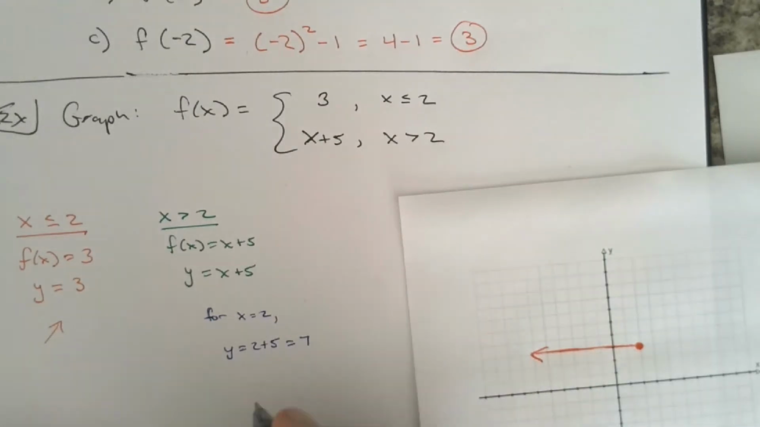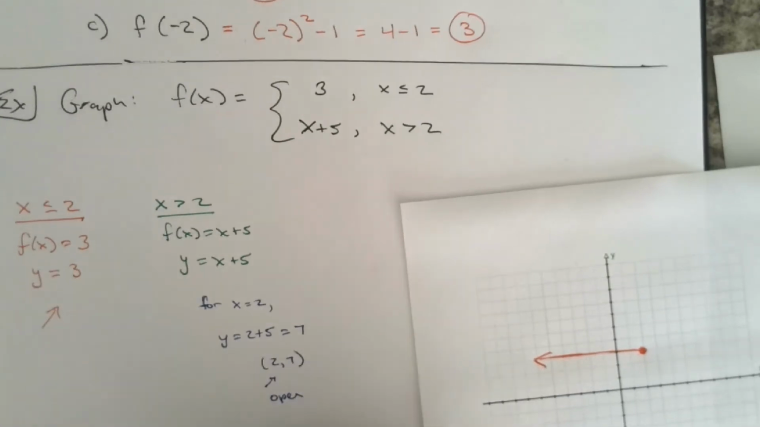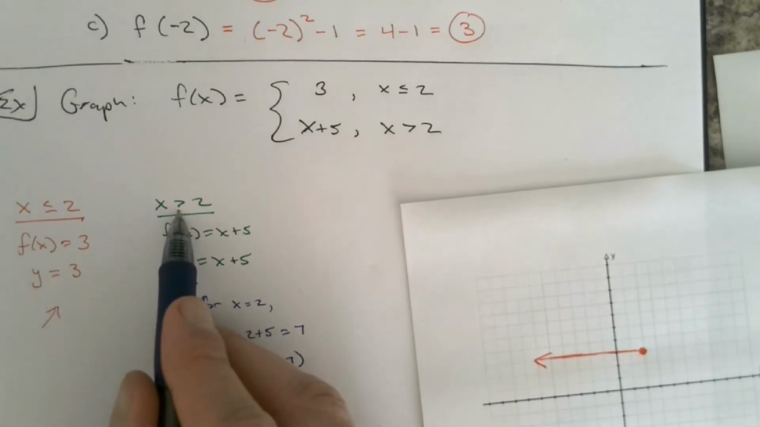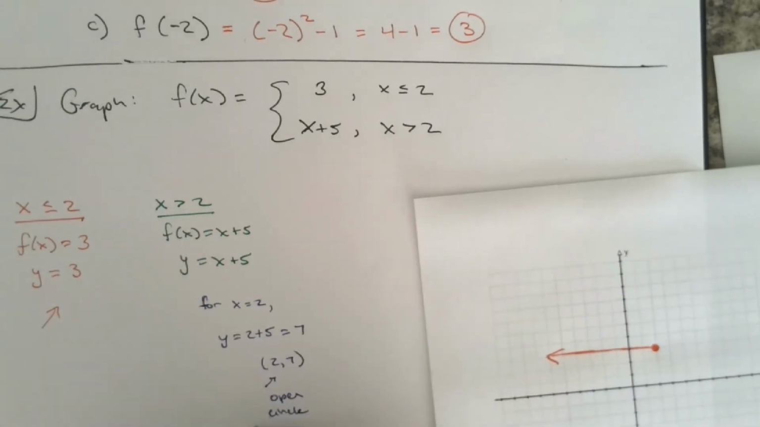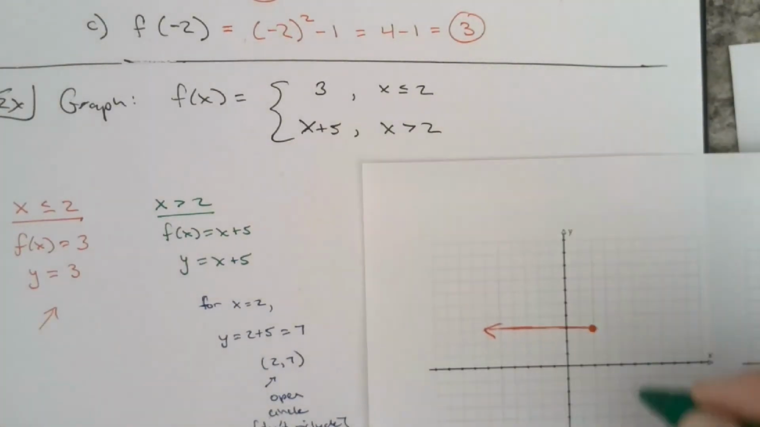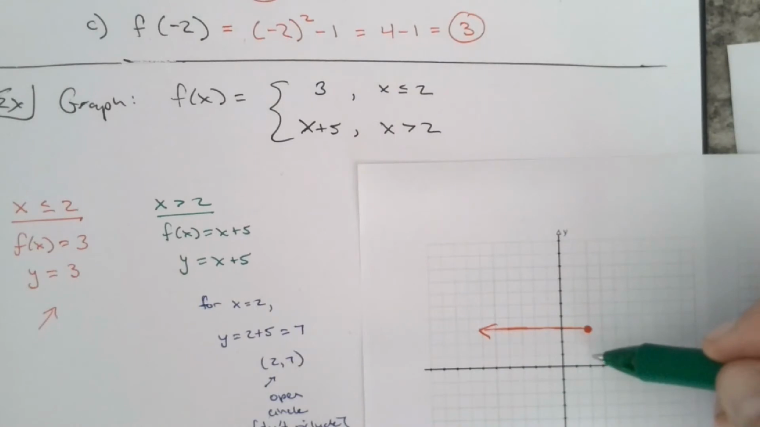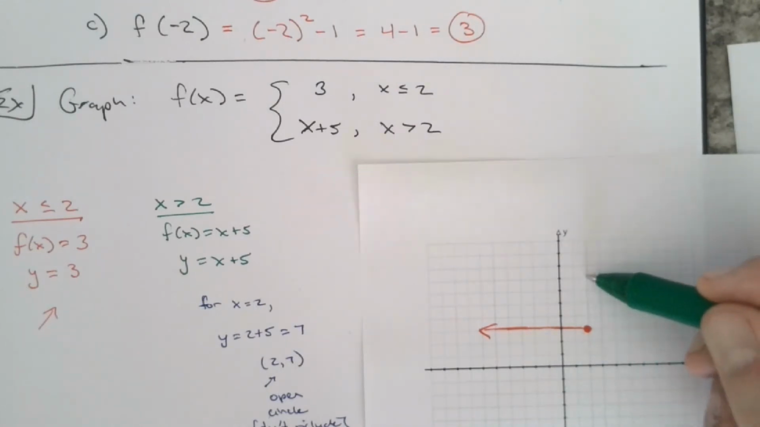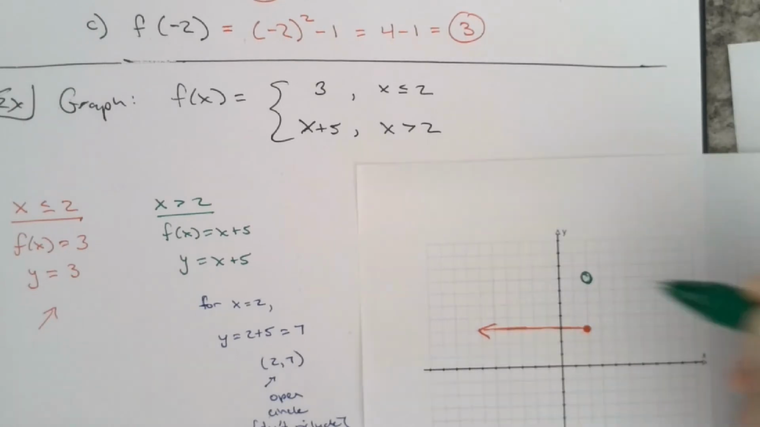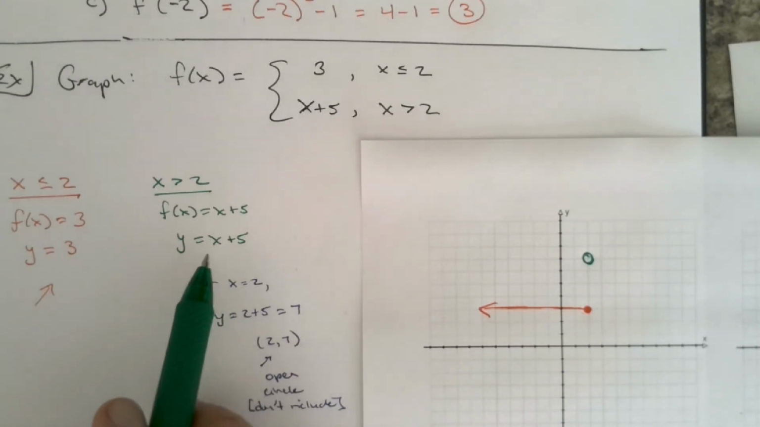So you're really going to plot the point 2, 7, but you're going to use an open circle because you don't include it. There's no equal sign in there, so you don't include it in your graph. Looking at this, we're going to be at 2, 7, so up 1, 2, 3, 4, 5, 6, 7. We wanted an open circle there. Then I want to graph it like I normally would for a line. In this case, I know the line is y equals x plus 5, so I know the slope is 1, right?